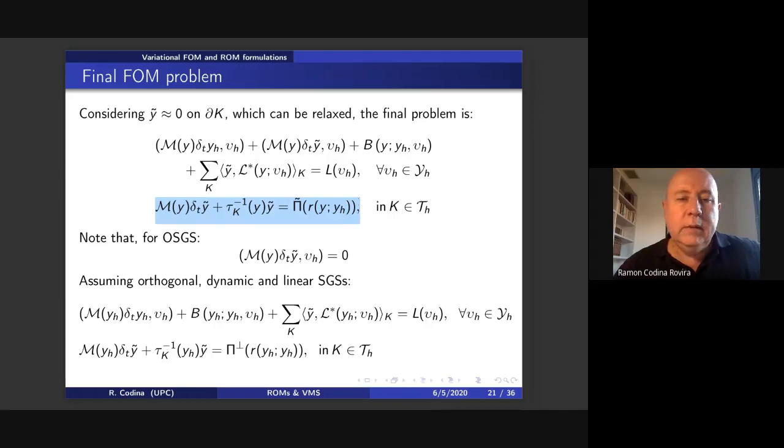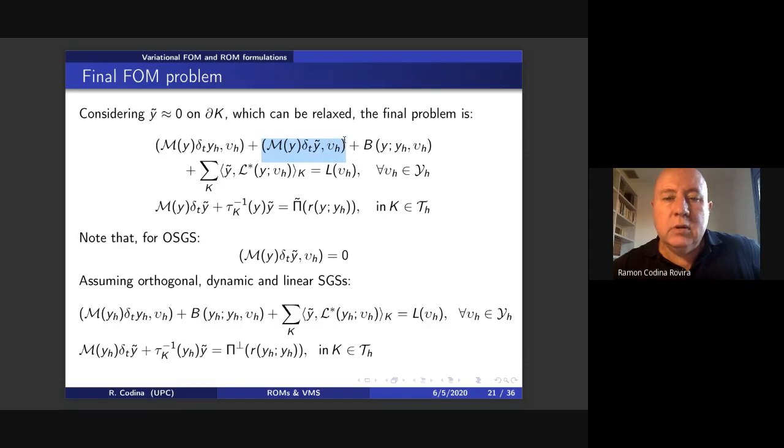That is not a partial differential equation, it's just an evolution equation at each point. It's like y tilde behaves as an internal variable in the case of solid mechanics. Those of you familiar with problems in solid mechanics, you may think of y tilde as an internal variable. In the case of orthogonal subgrid scales, that's what we favor, this term is identically zero because the subscale is orthogonal to the finite element function. Okay. Well, that's the final method. It is finally written here.